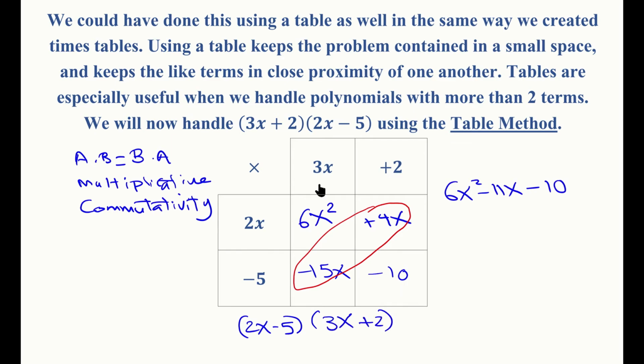And you can try it. You can put the 3x plus 2 here and the 2x minus 5 there. You'll see that you'll end up with the same final result because of, once again, multiplicative commutativity.